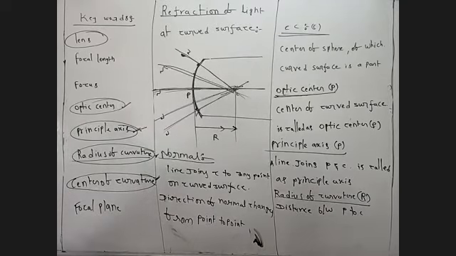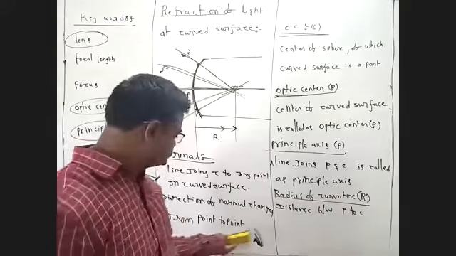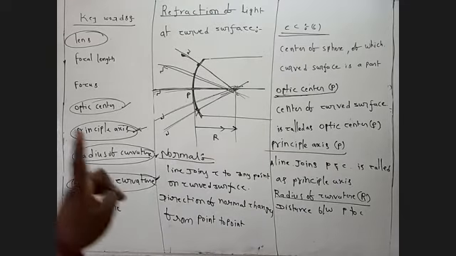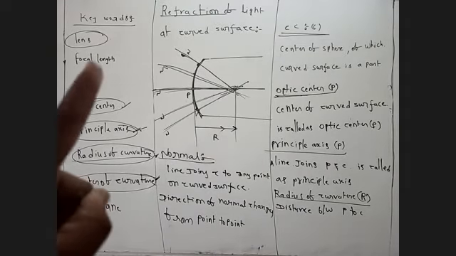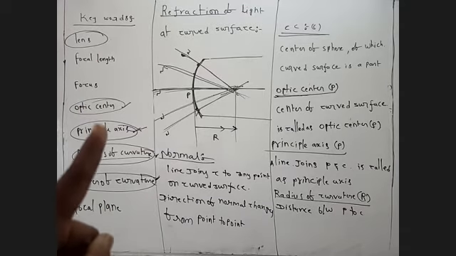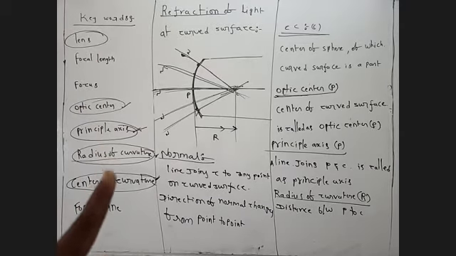So point to point. This is the keywords: lens, focal length, focus, optic center, principal axis, radius of curvature, center of curvature, focal plane.